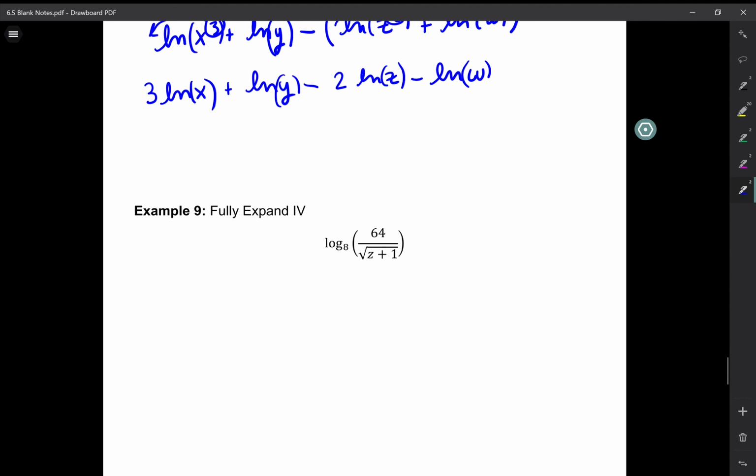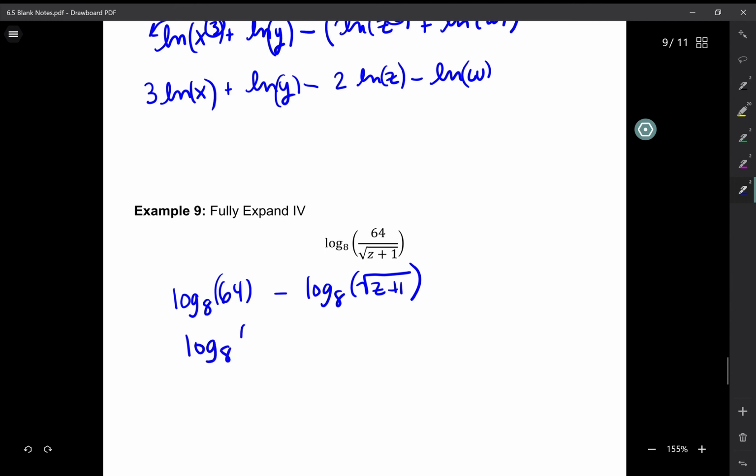All right, let's give this one a try. Log base 8 of 64 minus log base 8 of the square root of z plus 1. Remember, the square root is the same as a power of 1/2. So log base 8 of 64 minus log base 8 of z plus 1 to the 1/2 power. 8 to the 2 is 64, so that's just 2, minus 1/2 log base 8 of z plus 1.